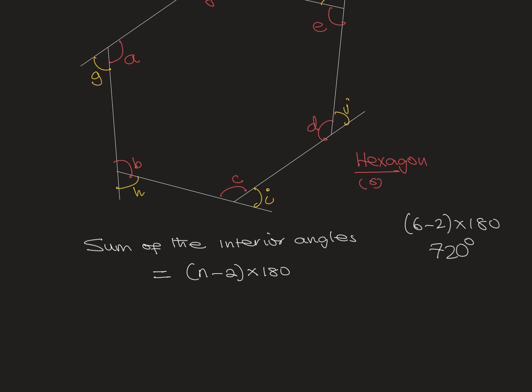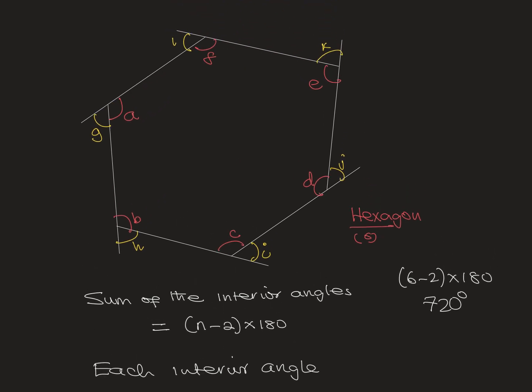So if they ask you to find each interior angle, or simply the interior angle, well, if it is a regular polygon, let's assume that all the angles are equal, and we've said that it is a six-sided figure. So if the total angle is 720, how much would be each angle? It's simple.